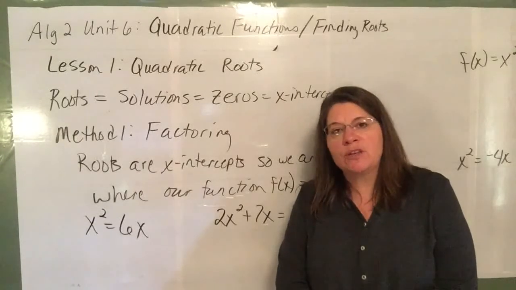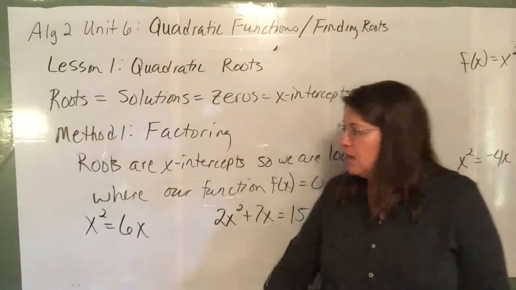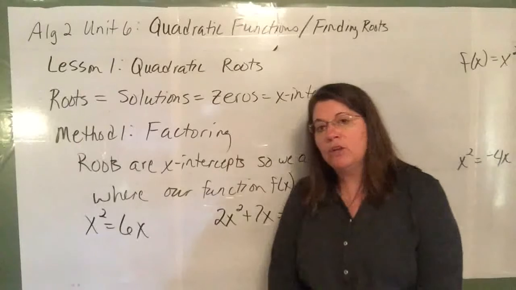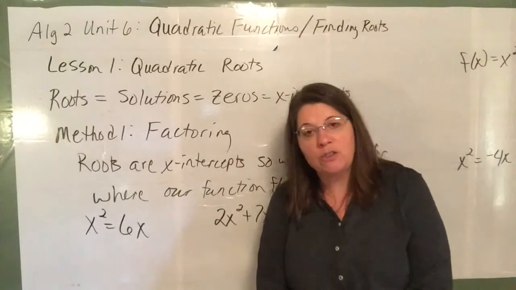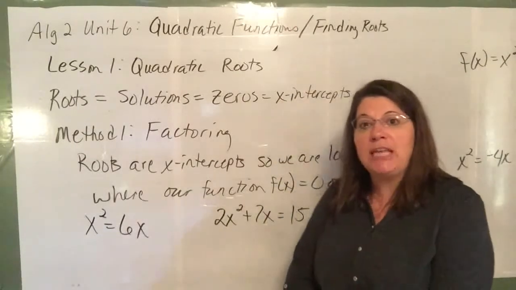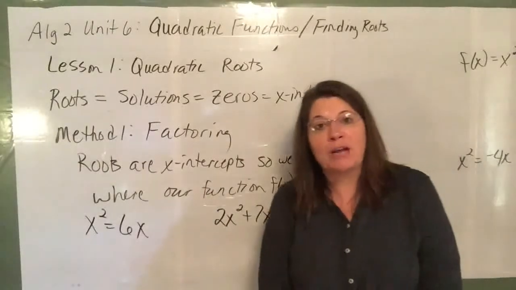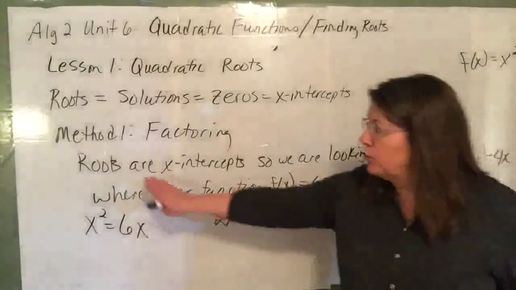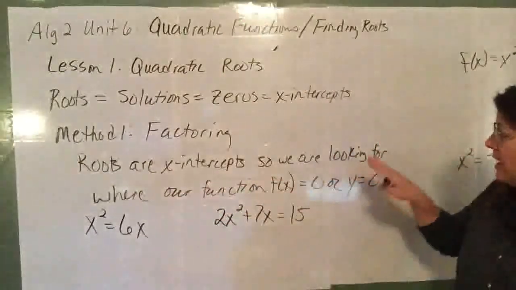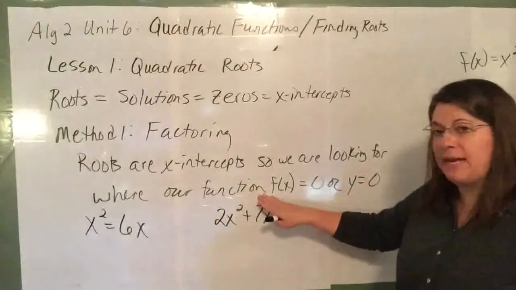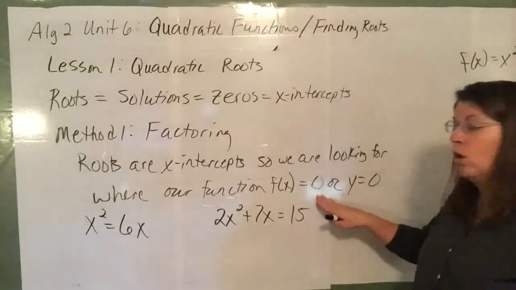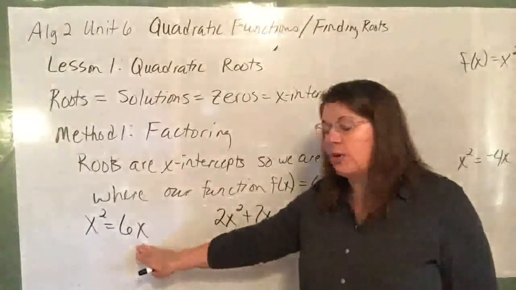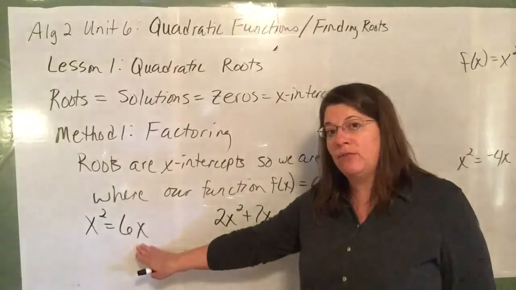If the function doesn't have an f of x and it's just something like this one, where we've got x squared equals 6x, we learned that if we have a polynomial function, the first thing we have to do is get that function equal to 0 in order to factor it to solve it. So that's what we're going to do first. Roots are x-intercepts, so we're looking for where the function f of x is equal to 0, or where y equals 0. So in order to find the roots, we're going to set our functions equal to 0.